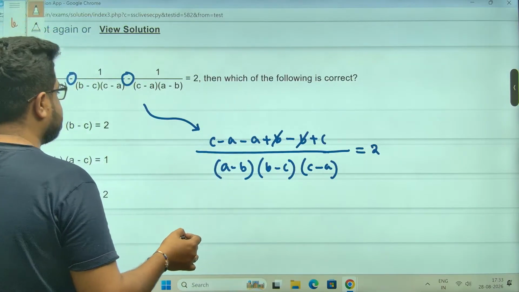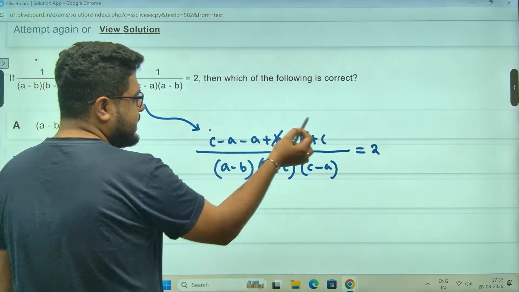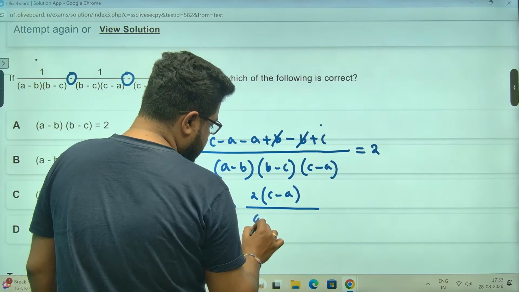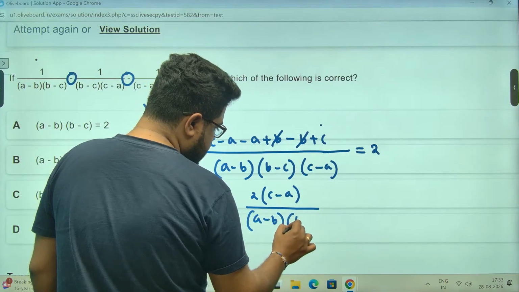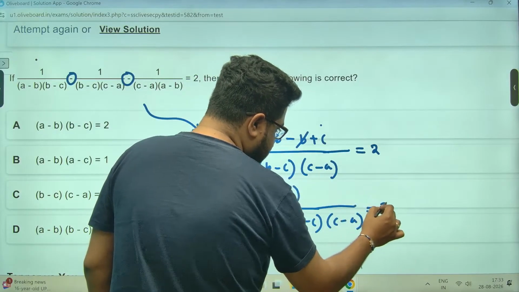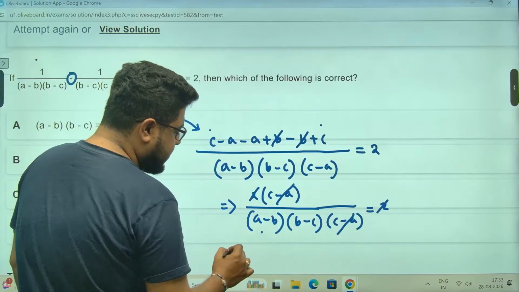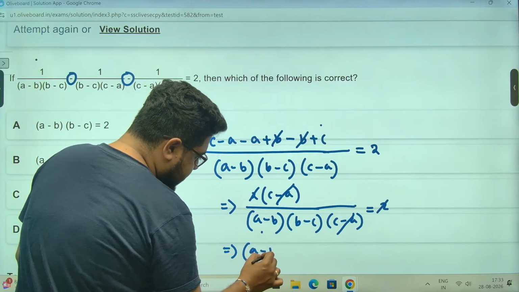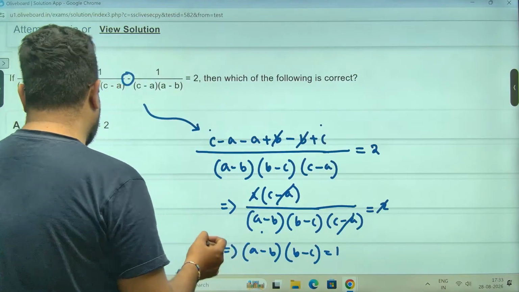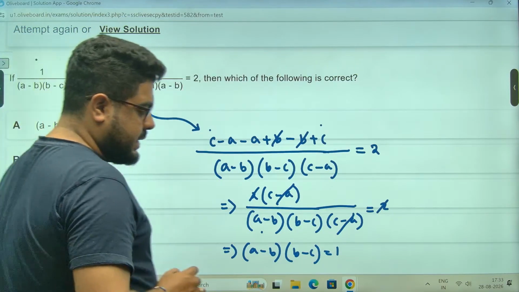A does not cancel. So we'll have, you see the numerator C here, meaning twice of C minus A remaining, over (B minus C)(C minus A), that is equal to 2. This cancels, C minus A cancels, meaning A minus B into B minus C is equal to 1. That's the answer. A minus B, B minus C equal to 1. Option D is the correct answer.